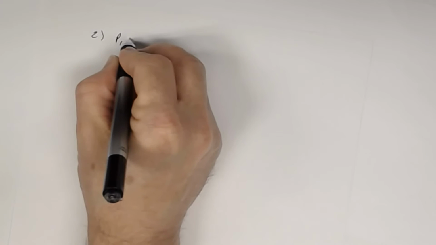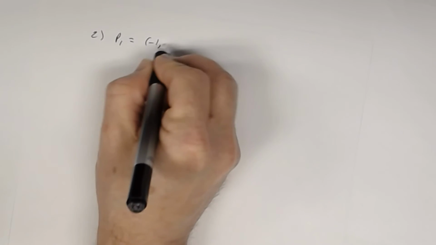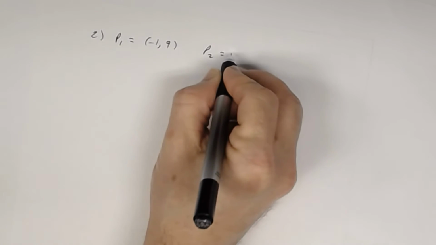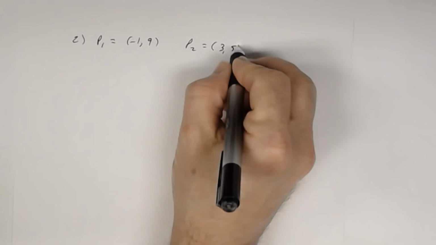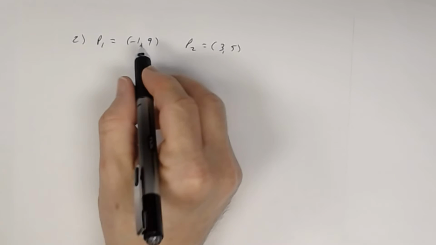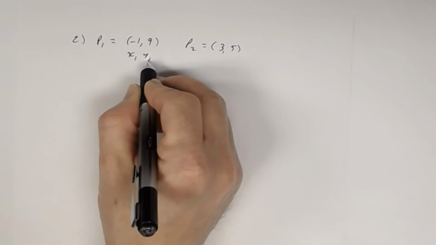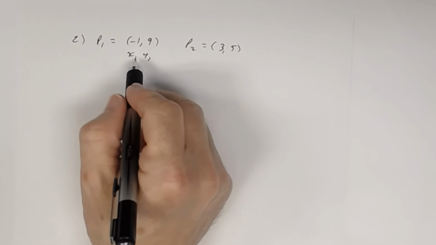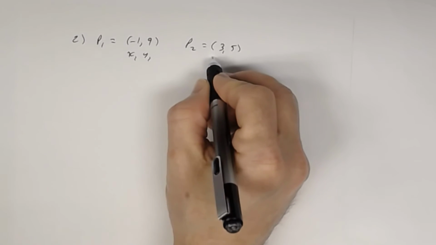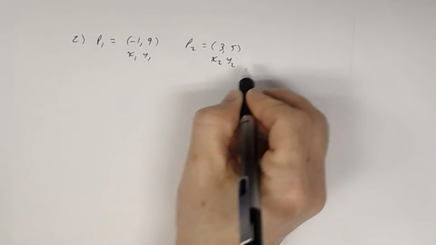Let's look at number two. Okay, number two, we have this now. So number two, we have P1 is negative 1, 9, and P2 is 3, 5. And again, label your points. It helps. So this is x sub 1, y sub 1. So these are the x and y coordinates of our first point. And then the second point, we're going to call x sub 2, y sub 2.